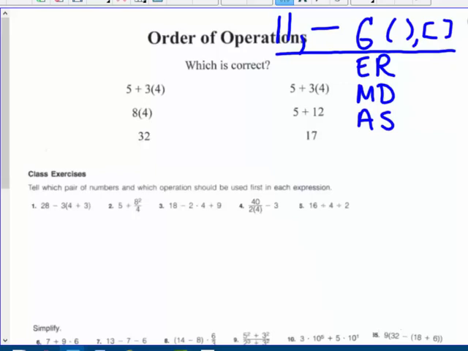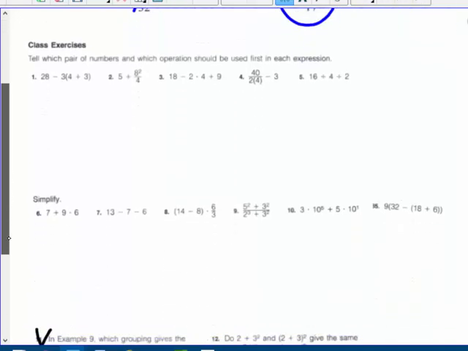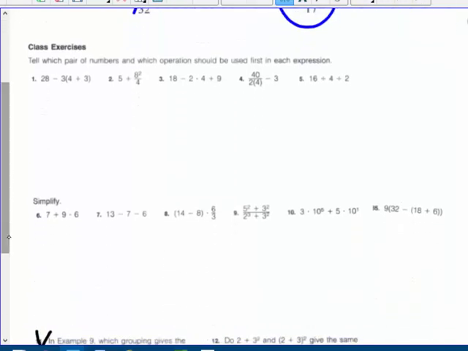So I see this is not a parenthesis here, this is times and adding. Well, of course I'm going to have to multiply first, not add first. This is wrong. So you're going to multiply first to get that 12, and then 5 plus 12 is 17. So this is the correct order of operations. So we're going to do these examples. I'm going to do these in the video.